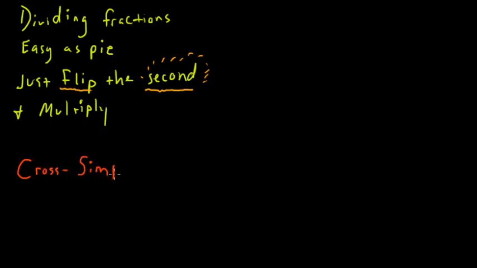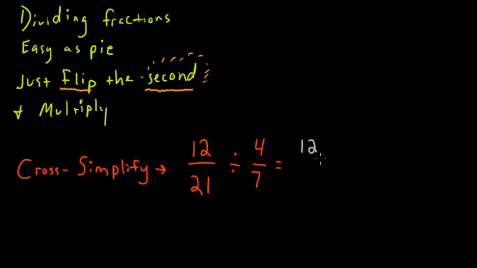Alright. Cross simplification. Okay. So I got this problem, 12/21. I'm going to divide it by 4/7. Okay, you cannot cross-simplify a division problem. We don't do anything with division, so we convert it to multiplication by flipping the second number. There we go. I flipped the 4 and the 7, so now it's 7 and 4.